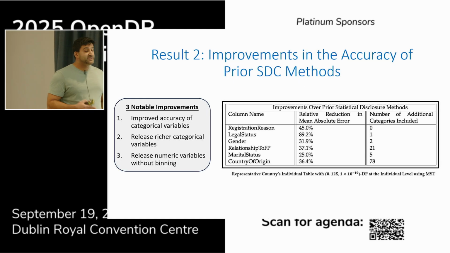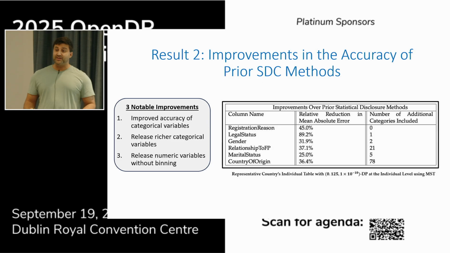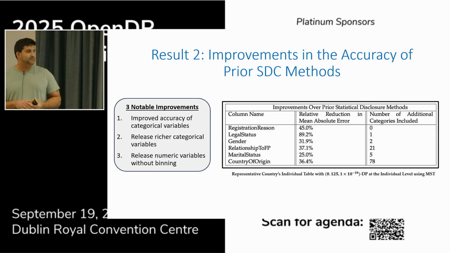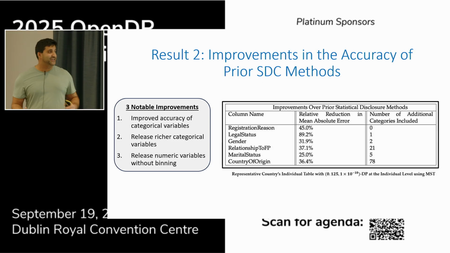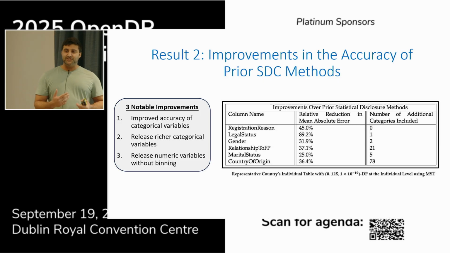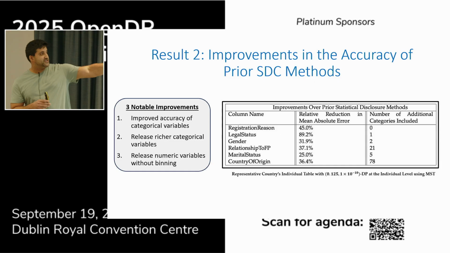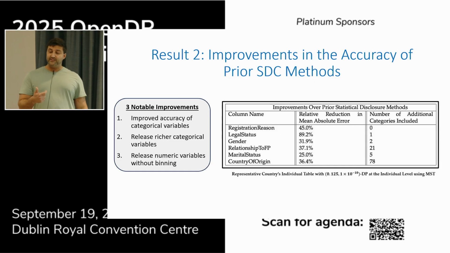The second result, which I think is the more interesting one, is how do we improve over current methods? And one thing we found is, for those who were in the talk yesterday, I'm going to state this again. We often state like there's a privacy-utility or privacy-accuracy trade-off. But in this case, we actually found there was both an increase in utility and in privacy.